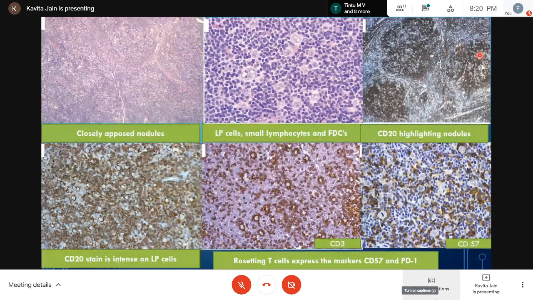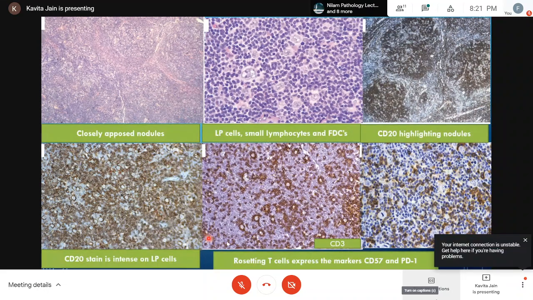So CD20 would highlight these nodules. We may think that they are reactive nodules, but then as we go to the higher power, we would see that in a background of these CD20 positive cells, the LP cells are more brightly stained by CD20. We have seen this in at least 3-4 cases in around 1 or 2 years, and this is absolutely a pathognomonic feature that this CD20, which is staining the background B cells, will stain the LP cells very strongly or brightly.